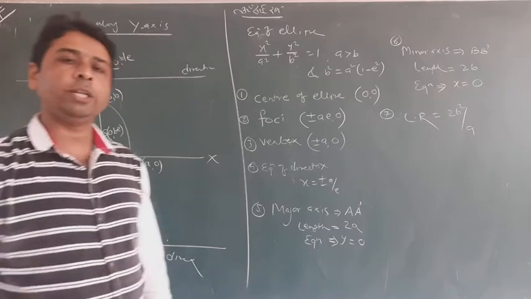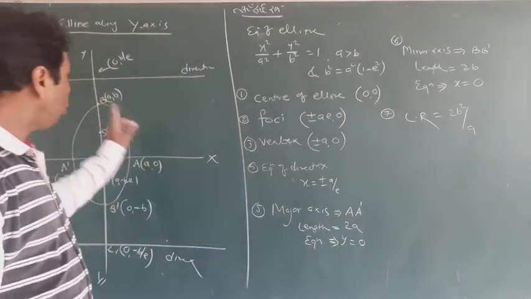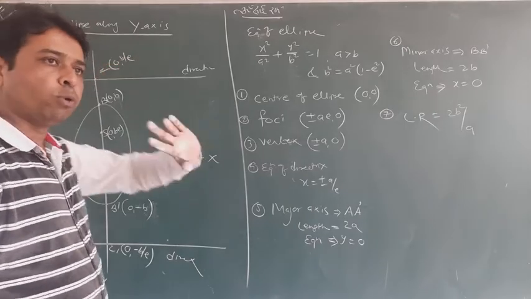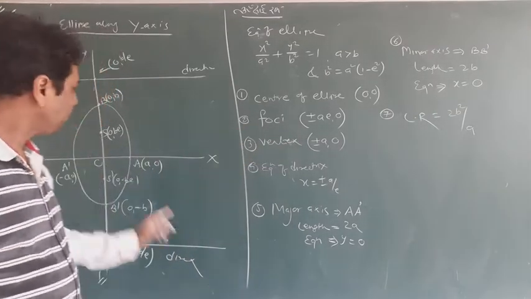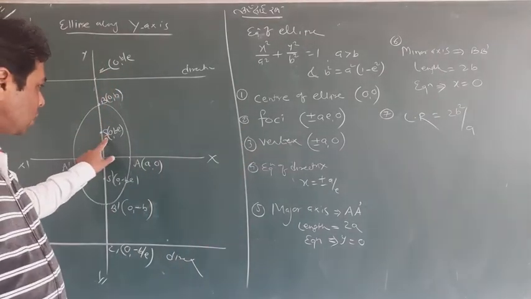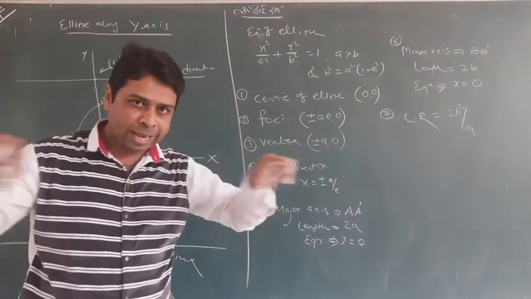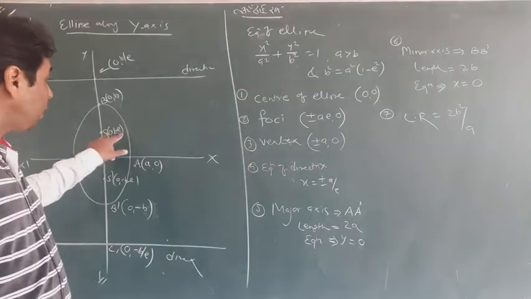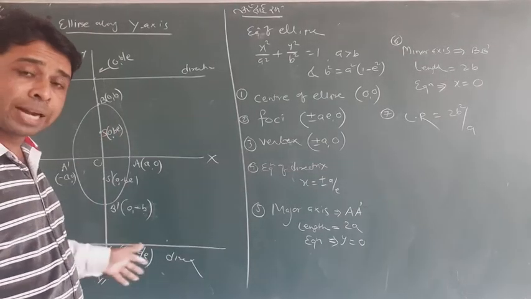I just want to tell you, don't get confused, but this is the symbol we always use on the y-axis. I don't think you will get in trouble now. Very simple: S, when it was lying along the x-axis, was written as ae comma 0. Now you write 0 comma be, because it is lying on the y-axis. That simple.